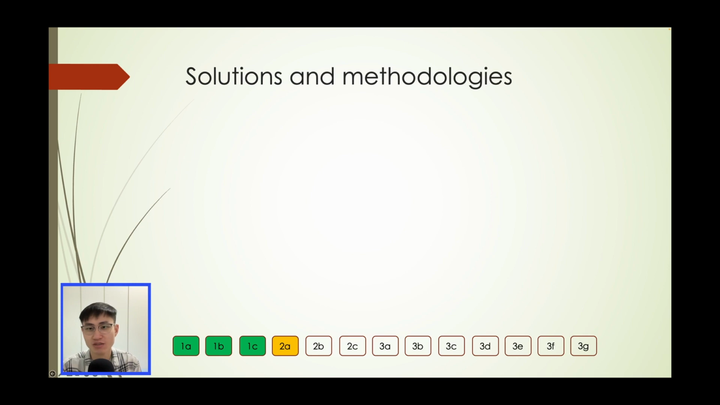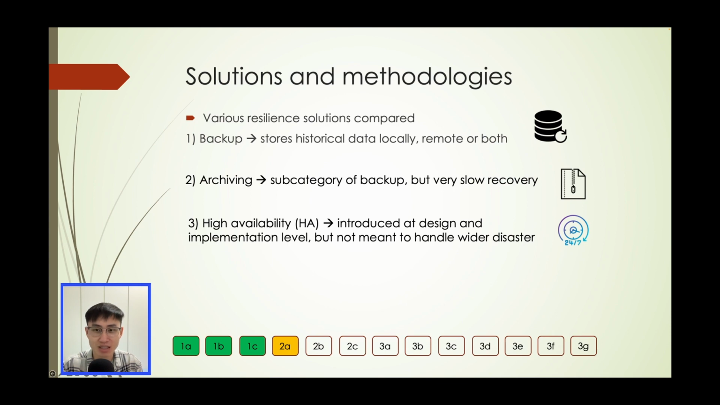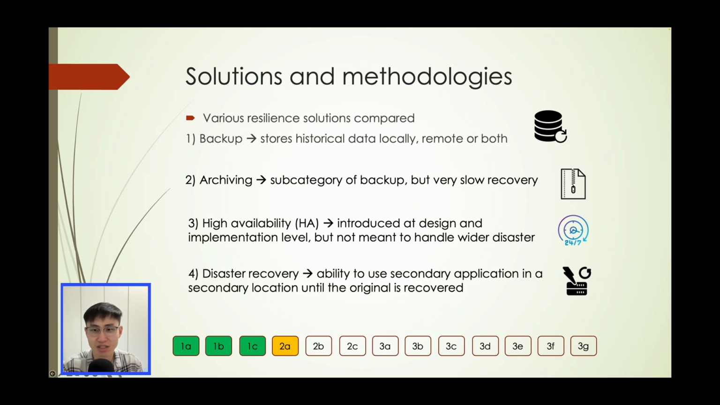So we move on to see the various common resiliency solutions practiced today. First one will be backup, where historical data are stored locally, remotely, or both. Then we have archiving, which is actually a subcategory of backup, but since archiving is for long-term storage, it has very slow recovery. Then we have means of high availability, which is usually introduced at the design stage and is meant to handle small localized disasters. And finally, we have disaster recovery, which is having the ability to use a secondary application in a secondary location.